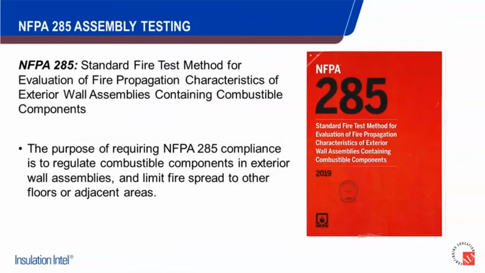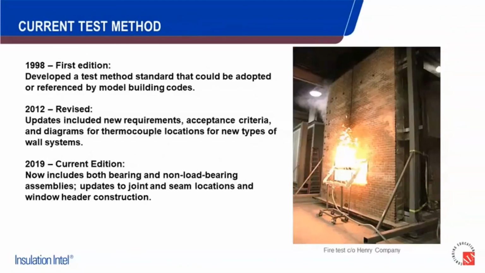The latest version is the 2019 version, a standard fire test method for evaluation of fire propagation characteristics of exterior wall assemblies containing combustible components. So it's broadened its scope a little bit over the years, and now the latest version allows for testing of both load-bearing as well as non-load bearing. And it's really looking at combustible components in exterior wall systems, not limited specifically to the initial tests that were just those foam plastics. We're really trying to develop a repeatable test that's applicable to any use of combustible material in an exterior wall assembly. Again, just calling out some of the versions out there.